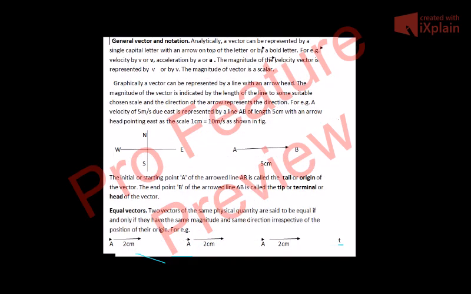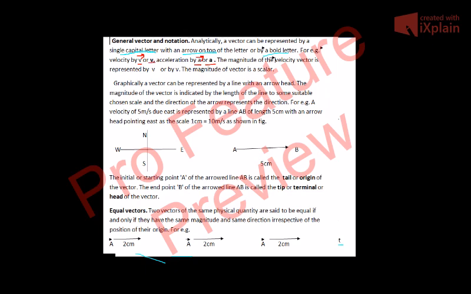Now, how do we represent a general vector? Analytically, a vector can be represented by a single capital letter with an arrow on top of the letter, or by a bold letter. For example, velocity by V with an arrowhead, or by a bold V. Acceleration by A with an arrow, or a bold A. So by a capital letter with an arrowhead, or by a bold letter without an arrowhead.